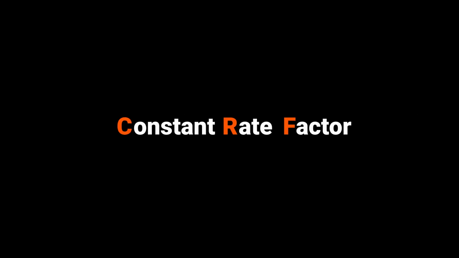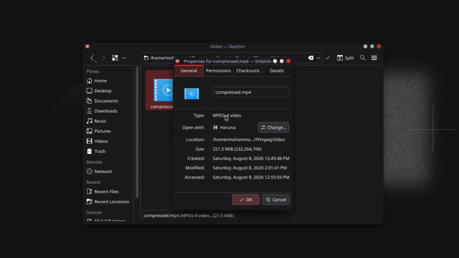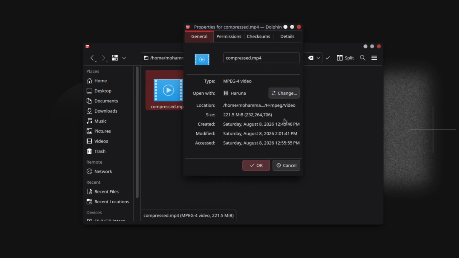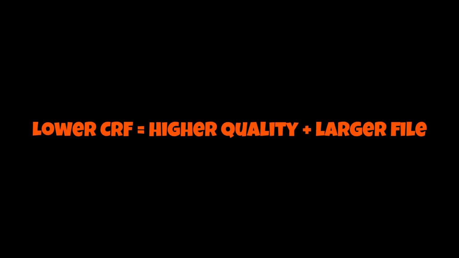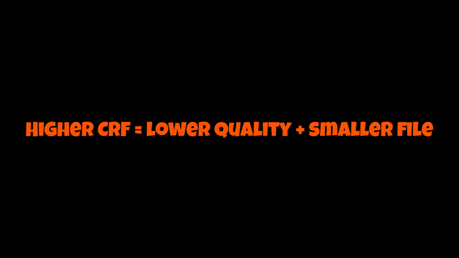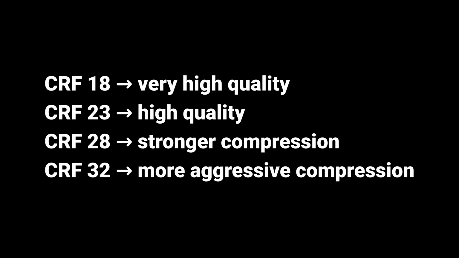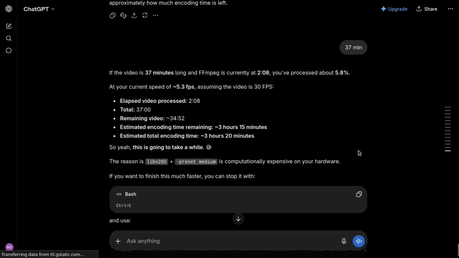The third argument is -crf. This is one of the most important options in our command. CRF stands for Constant Rate Factor, and it controls the quality and file size trade-off. The important thing to understand is lower CRF means higher quality and a larger file, and higher CRF means lower quality and a smaller file. For example, you can test different CRF values depending on how much compression you want. And remember, if you're using a slow system, a high CRF takes a lot of time to compress videos.